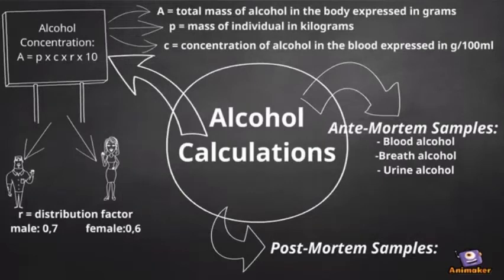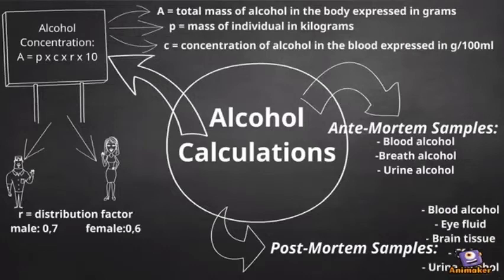Breath alcohol samples are accepted in court. However, urine alcohol is an inaccurate measurement to use in court but indicates whether the person ingested alcohol. Post-mortem samples include blood alcohol, eye fluid, brain, cerebrospinal fluid, urine, and intracranial hematomas.